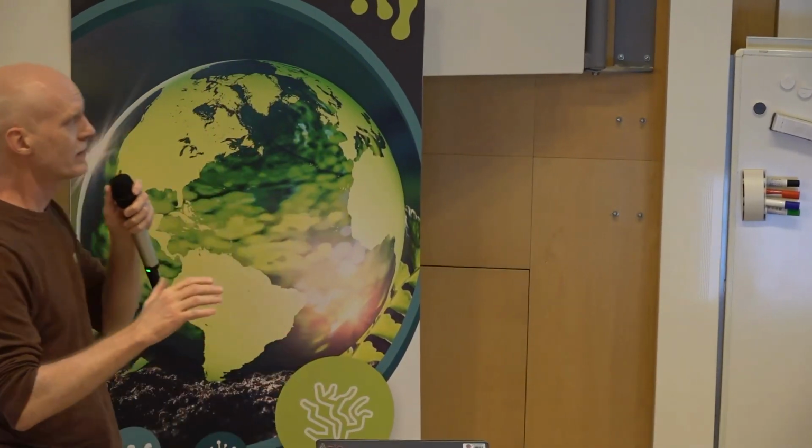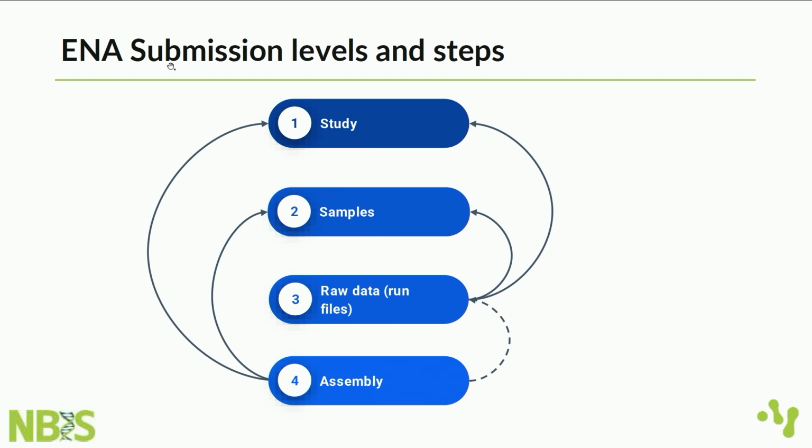So, just to look at the ENA submission levels and steps. We register this at ENA in the steps from 1 to 4, but they reference each other the other way around. So we start by registering the study, and by the time we reach assembly, the assembly references the raw data, the samples, and the study. So we do it backwards, really.